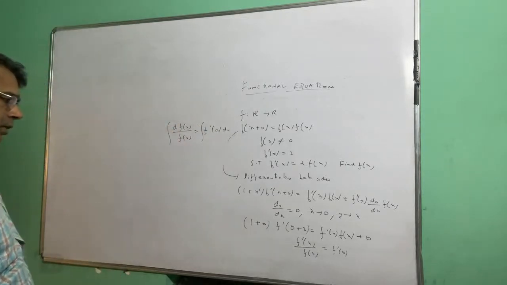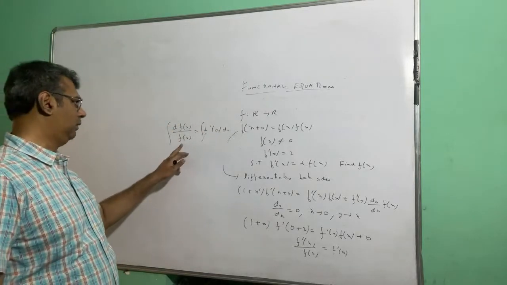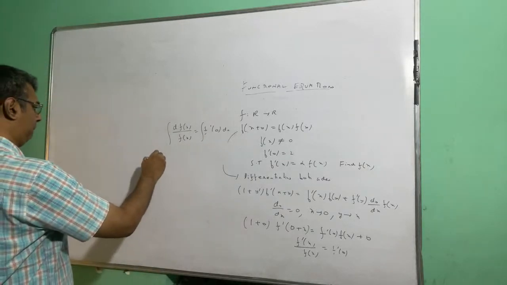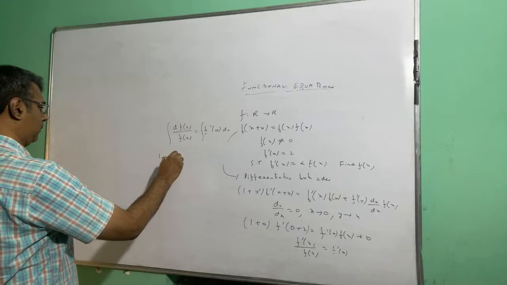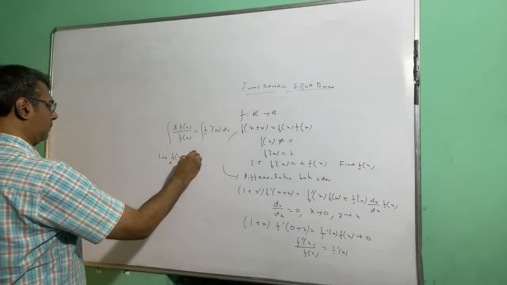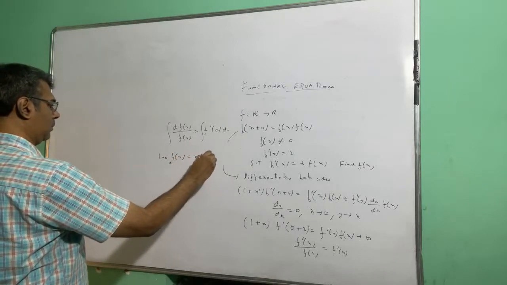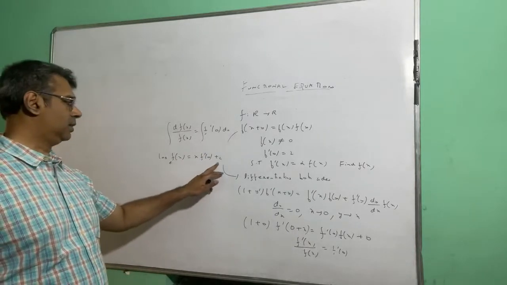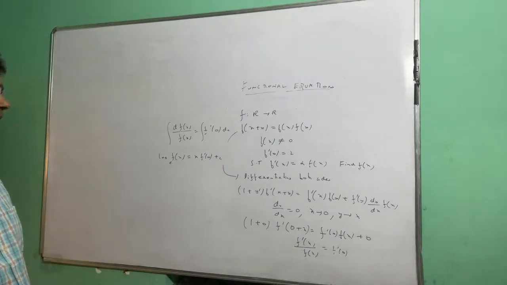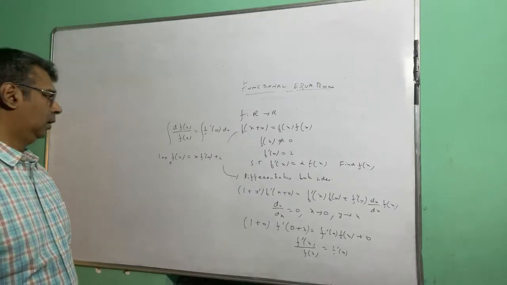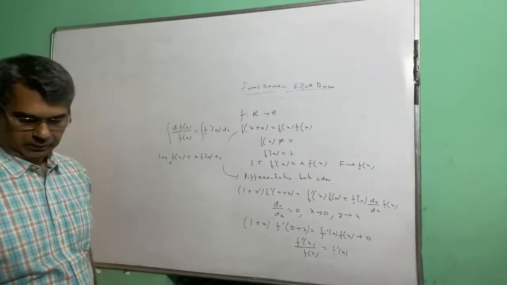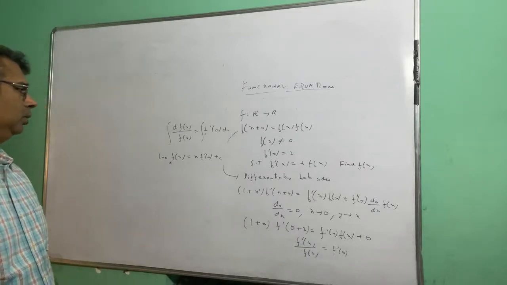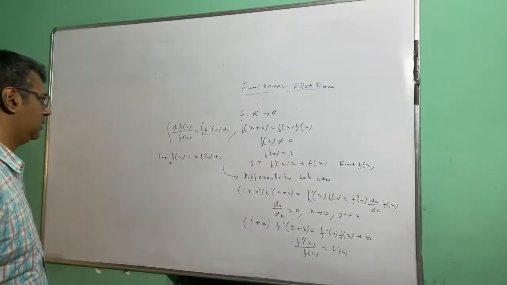Then you integrate both sides. So df(x) by f(x) is equal to f dash 0 dx. So log f(x) is equal to x into f dash 0 plus c. So this is what we got. Now you use the fact that f dash 0 is 2.